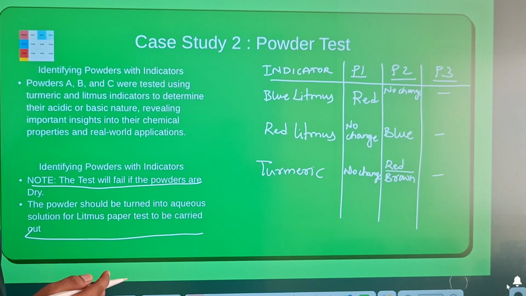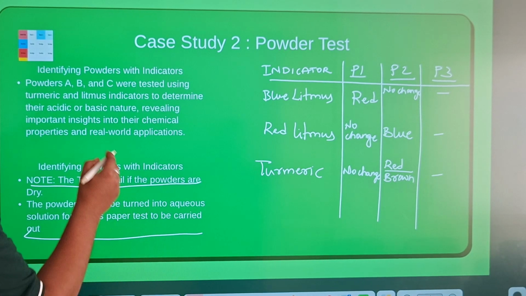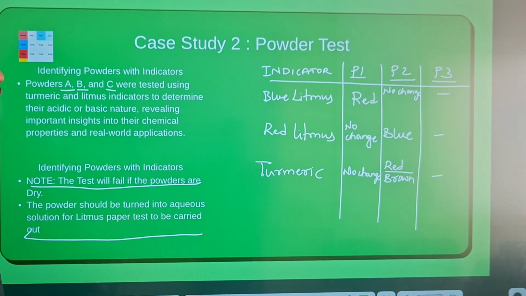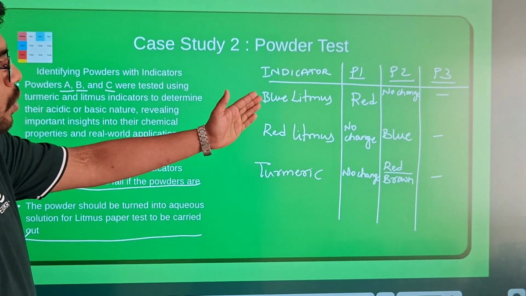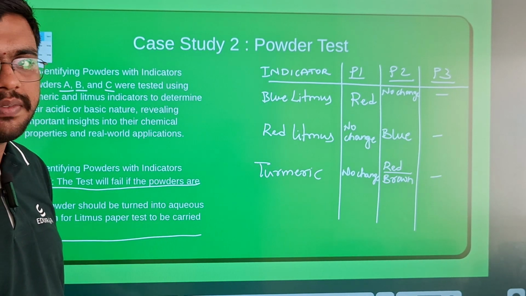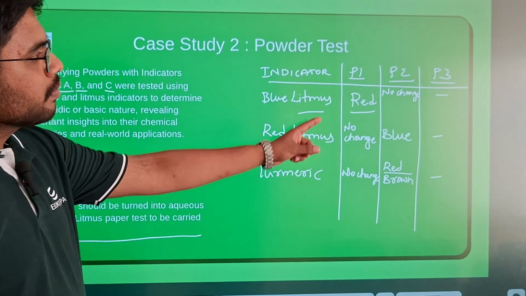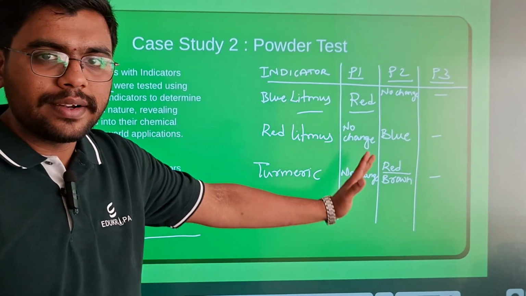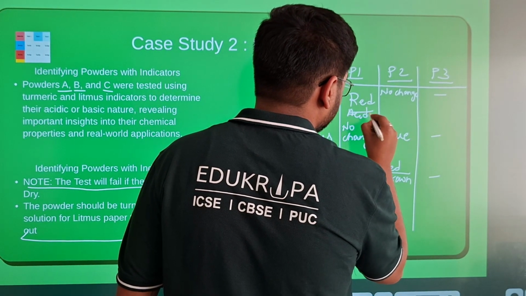Now, when the powder is not dry, what will be the observations? There are three powders given to us, namely A, B, C, and we have done certain tests on them. We took blue litmus paper, red litmus paper and turmeric. These are the three indicators that we have. When we tested blue litmus paper on powder 1, it turned red. What does this mean? This means that this powder is acidic.